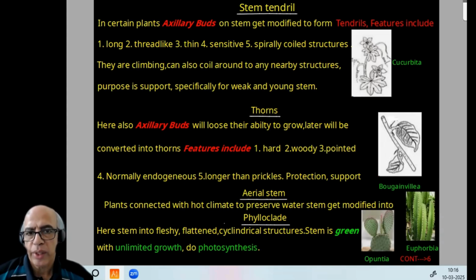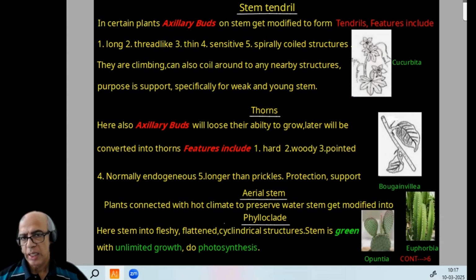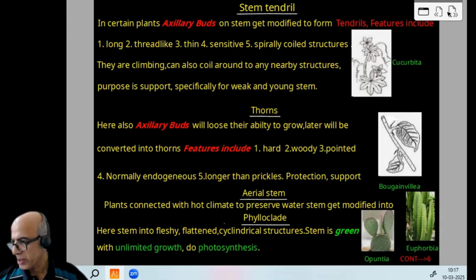Now aerial stem. Here it is more connected towards the environment, specifically for preserving water. First is phylloclade. Here the stem becomes fleshy, either flattened or cylindrical. The stem will normally be green with unlimited growth. So phylloclade means the stem does the photosynthetic function, in a nutshell, with unlimited growth. Typical examples are Opuntia and Euphorbia.